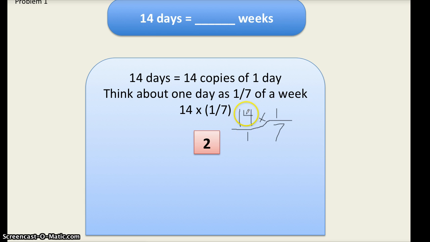And then I just multiply straight across. So what's 14 times 1? That would be 14. And then 1 times 7 is just 7. So now I have this fraction, and we know that fractions are the same thing as division. So that's the same thing as saying 14 divided by 7, and I know 14 divided by 7 equals 2. Okay, don't freak out.